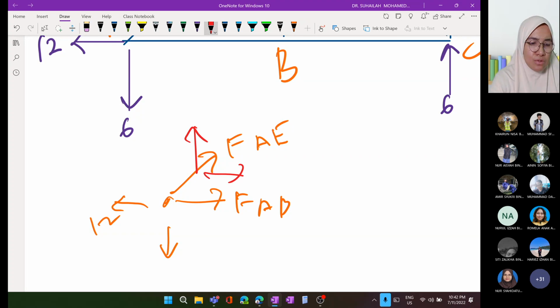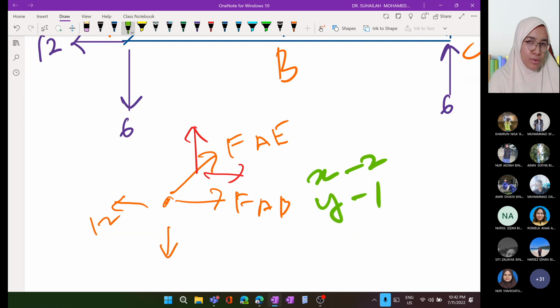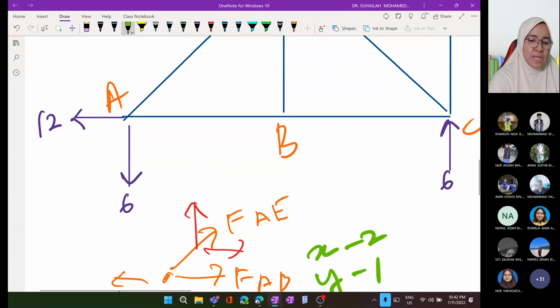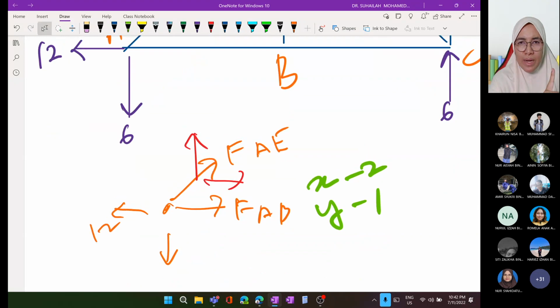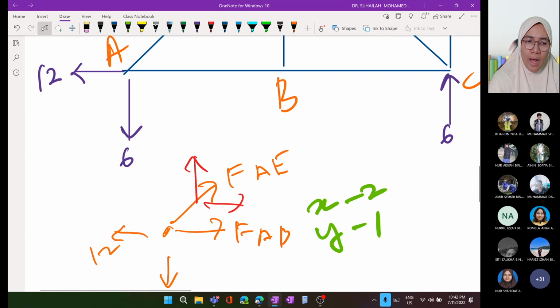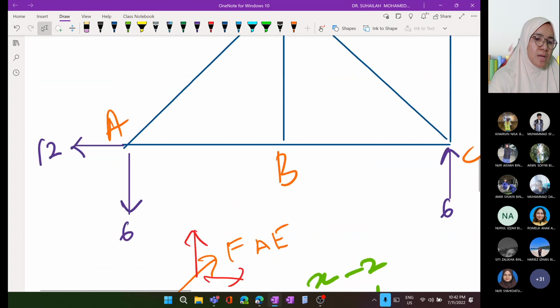Bila kita resolve this in X and Y, that is why tadi saya kata X ada 2 unknown. Y ada 1 unknown. That is why kalau dia N triangular, tengok balik, dia mesti ada salah satu ni yang ada 1 unknown. So 1 unknown is in Y. So we can solve Y first.